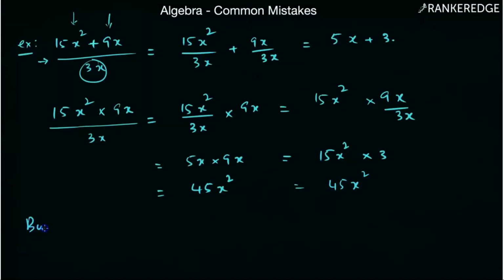But I cannot write that as 15x square by 3x into 9x by 3x because the symbol between this 15x square and 9x is a multiplication symbol. I shouldn't be applying this division by 3x to both 15x square and 9x. So the rules have to be applied consistently to avoid these mistakes.